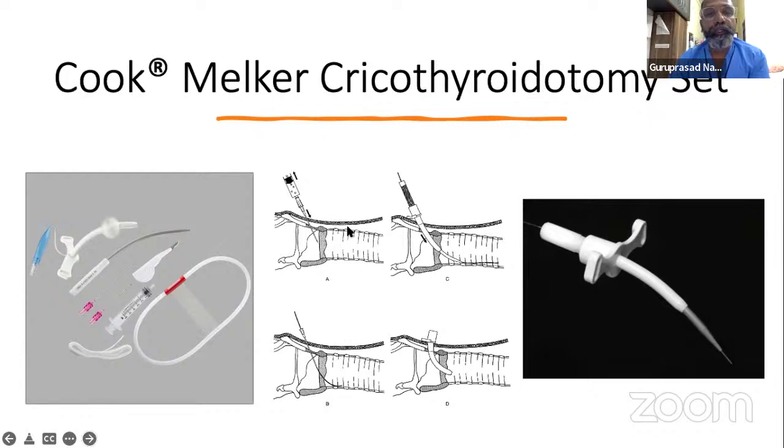What initially you do is you take a small nick again on the cricothyroid membrane, then you use the needle to enter the trachea. Once the trachea is entered, you get air bubbles in the syringe. Then you pass a guide wire through it. Then using the cricothyrotomy set, which is a self dilator, you enter the trachea, then pull out the cannula. So that is how you secure the airway with the Melkar cricothyrotomy set.